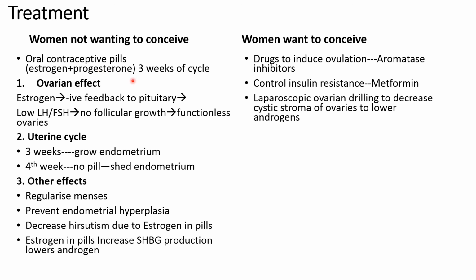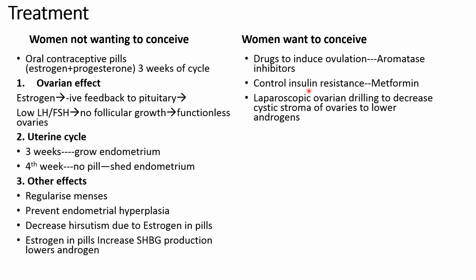and then if the women want to conceive, they are married, so they would be given drugs to induce ovulation. Most of the time they would be aromatase inhibitors. These aromatase inhibitors would lower the levels of chronically high estrogen that are present in PCOS. So there would be less negative feedback on the FSH. FSH would come and then there would be the start of follicular growth. There are certain drugs like clomiphene citrate and letrozole. They are the aromatase inhibitors.